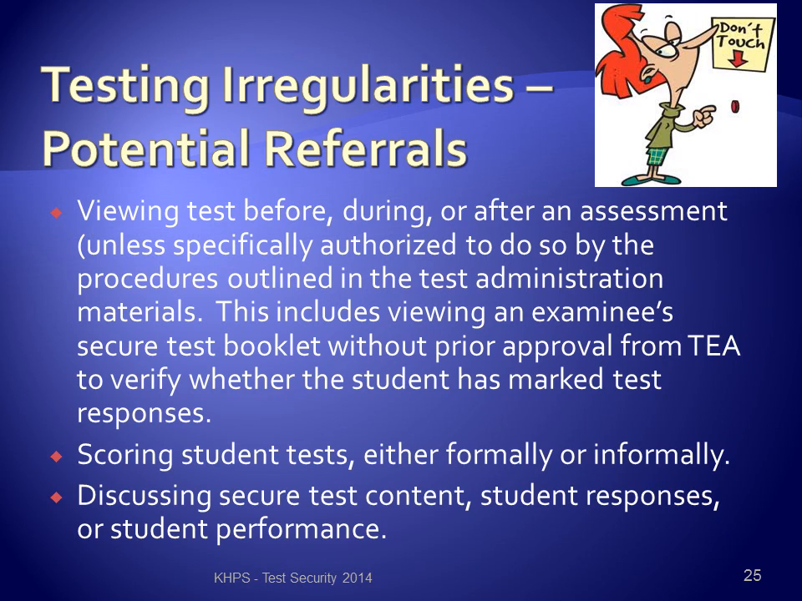Some potential referrals of testing irregularities include viewing the test before, during, or after an assessment. This includes viewing an examinee's secure test booklet without prior approval from TEA to verify if the student has marked test responses. Also scoring a student's test, even if this is an informal thing, where you're just looking over their shoulder and trying to score their test.